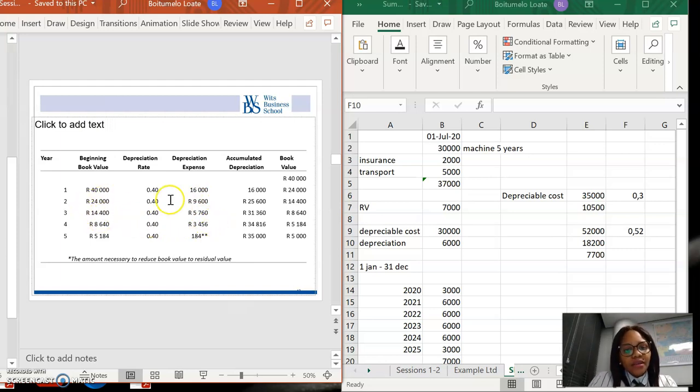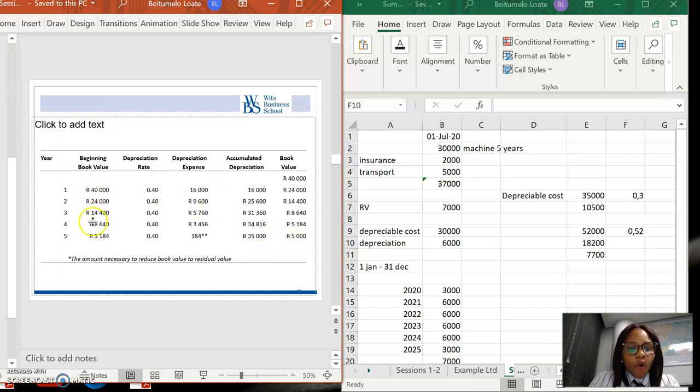You'll notice that for this depreciation rate here of 40%, we did not multiply it by the depreciable cost of 35. We did not take into account the residual value here at the beginning of this calculation. Where you needed to take into account your residual value is at the end.